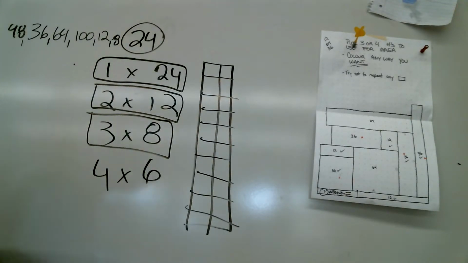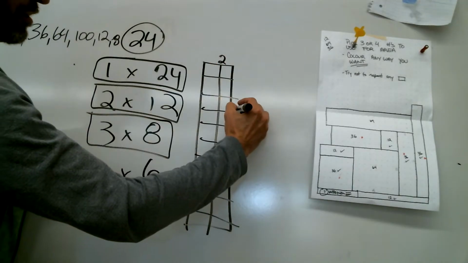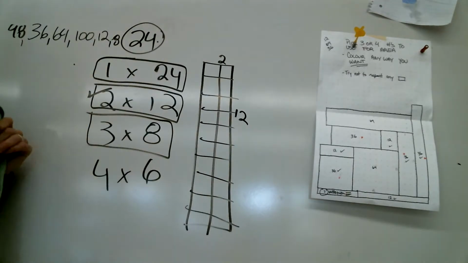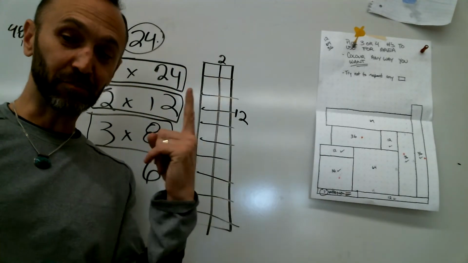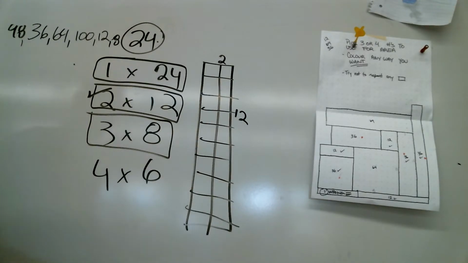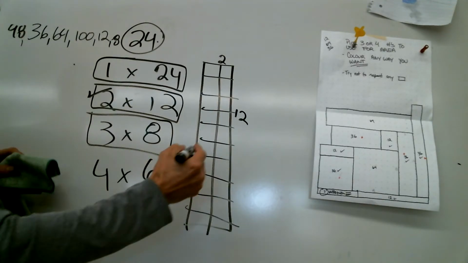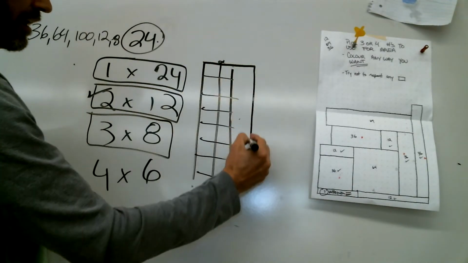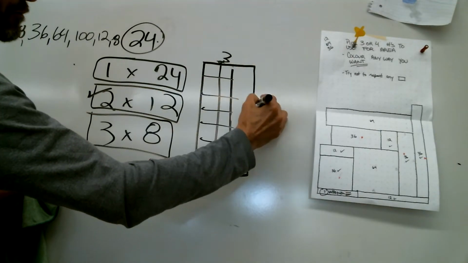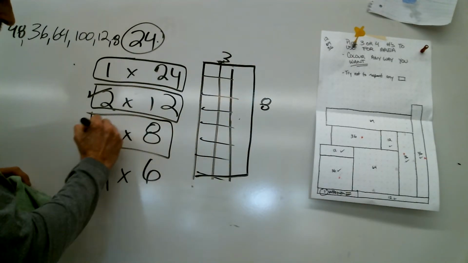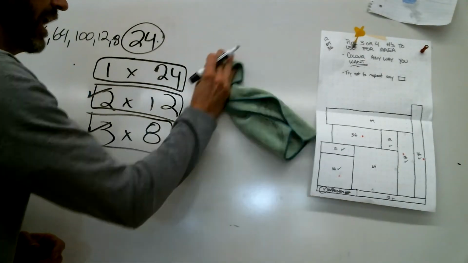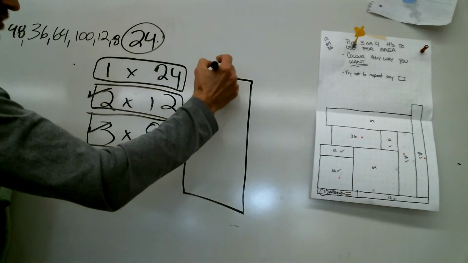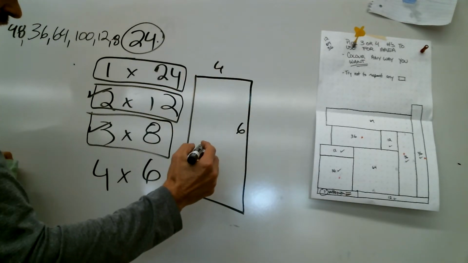So when we're doing that, this one is 2 by 12. 2 times 12 gives me 24. I can check that one off. You can't use the factors more than once. So you have to use as many of these as you can. 3 by 8. Well, that would be 3 wide by 8. Got it. Next one. 4 by 6. I would go 4 wide, 6 down. So this would be 4 by 6. And that's what I get.